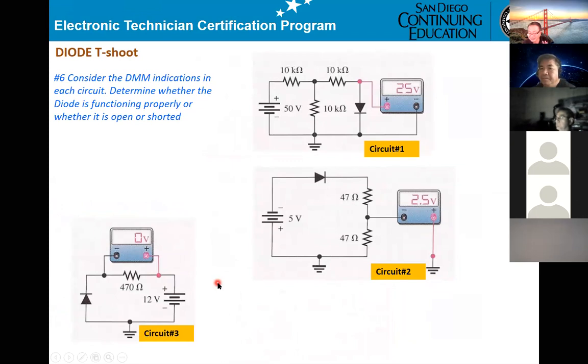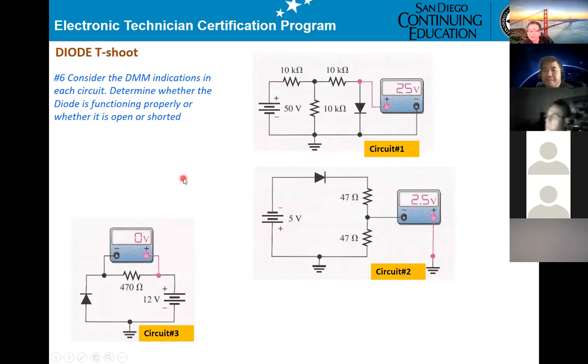Okay, this one I just gave you the idea. Think about that. We will have a meeting tomorrow to try to finish the other side of the lecture, and also this part here. They say, consider the meter indication in each circuit. You need to tell whether the diode is working or whether it is open or shorted.